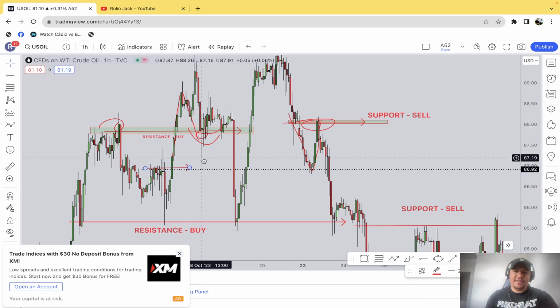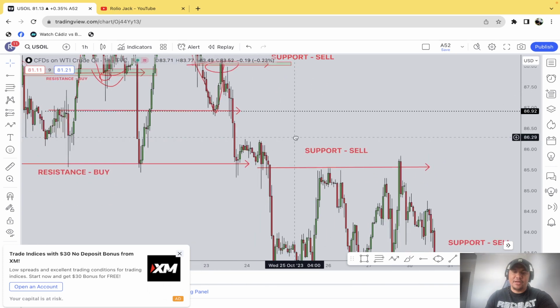It got broken. It never came back to test it as resistance. We have a wick there that might have been rejected, but you can see how this market came back beautifully, hit that level there, came back, hit that level. That would have been the place to sell in the market as well.